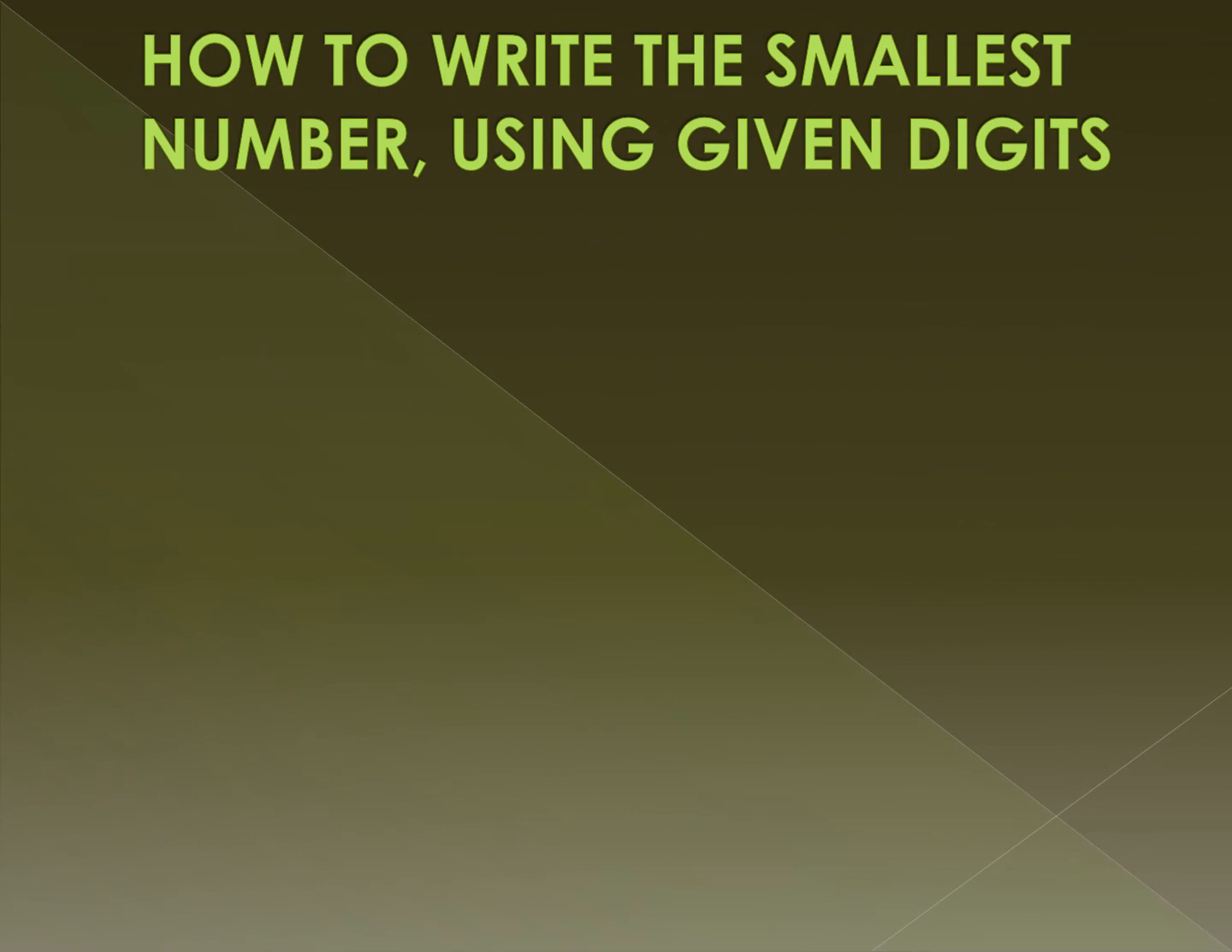Now, coming to the last topic of this chapter, we will learn how to write the smallest number and the greatest number using the given digits. So suppose you are given 4 digits and you are asked to write the smallest number that you can with those digits or the greatest number using those digits. How do we do it? First, let's look at how to write the smallest number using the given digits. We'll do this with the help of an example.